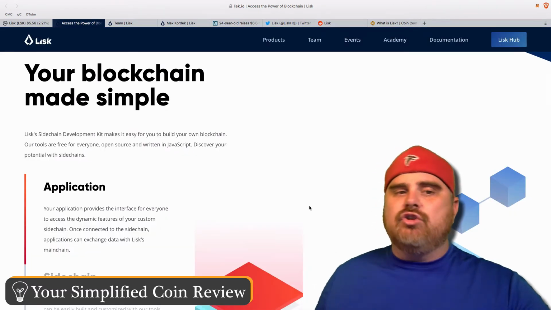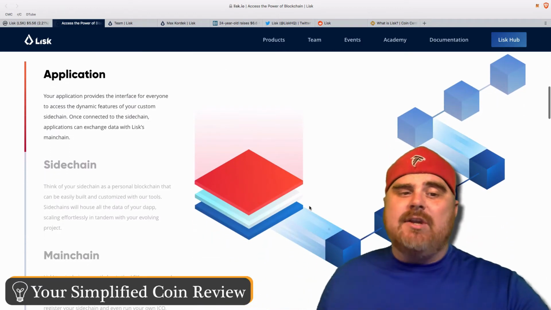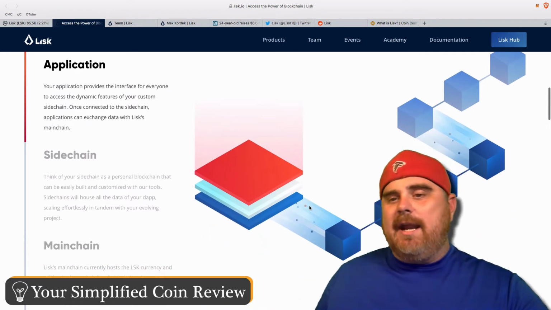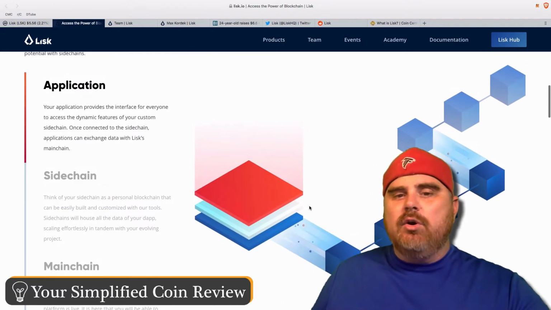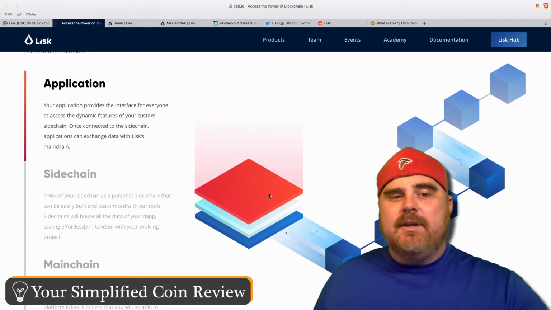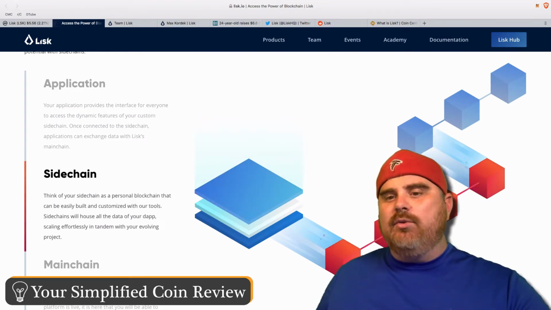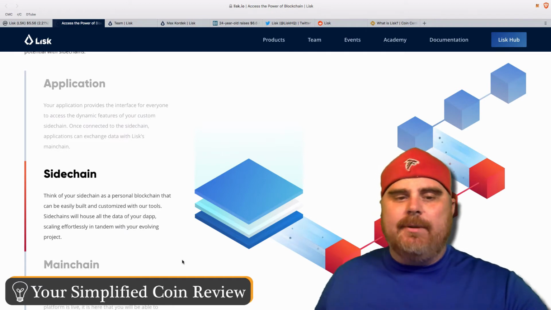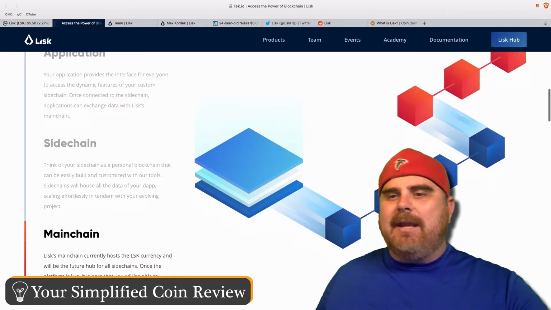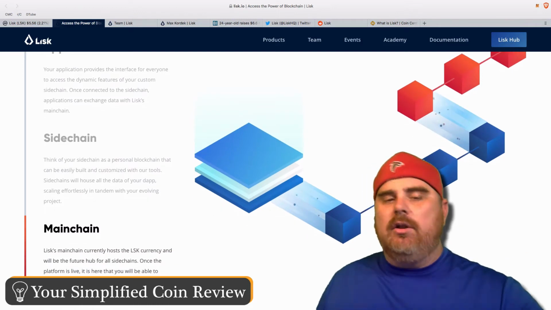So the infrastructure of Lisk, as you can see here, is made up of three things. There's the application layer, the sidechain layer, and the main chain layer. The application layer is obviously where you're going to build your decentralized apps. The sidechain is kind of your own personal blockchain where you are able to build and develop. And then there is the main chain. The main chain is basically what hooks everything together on the platform.